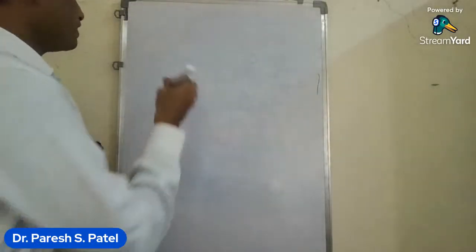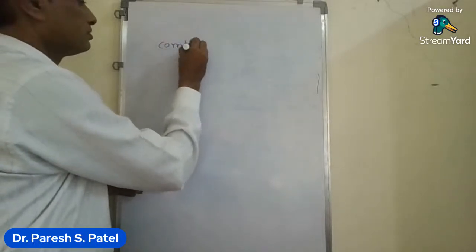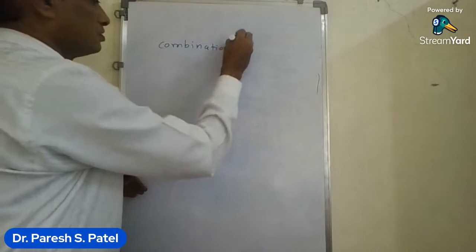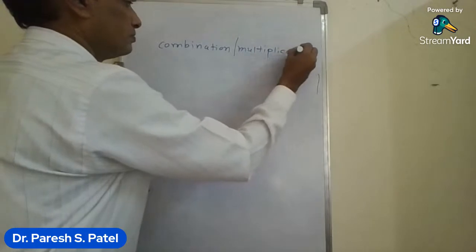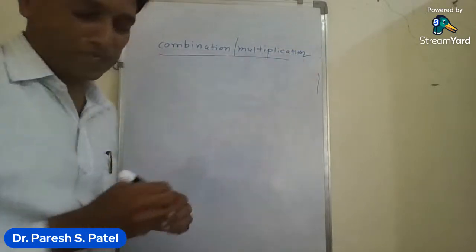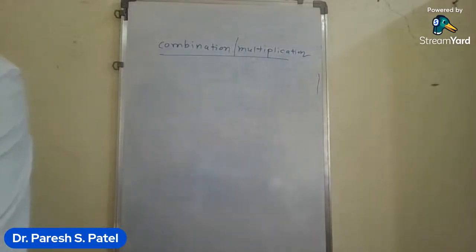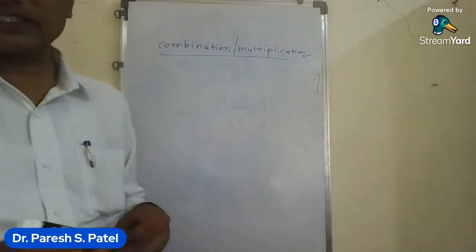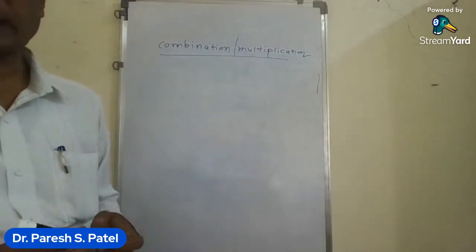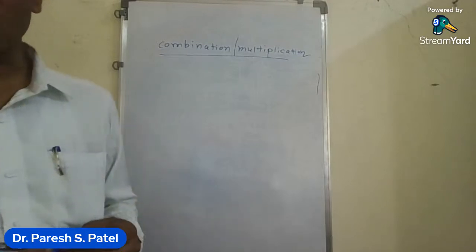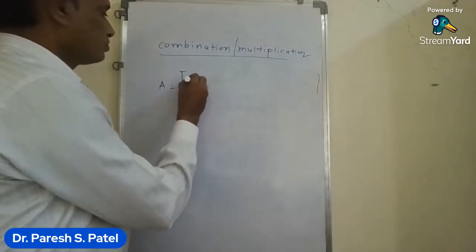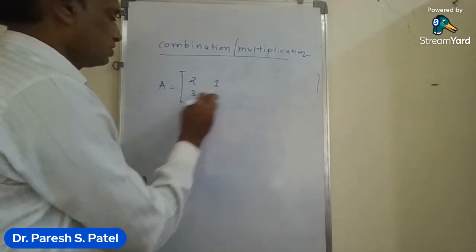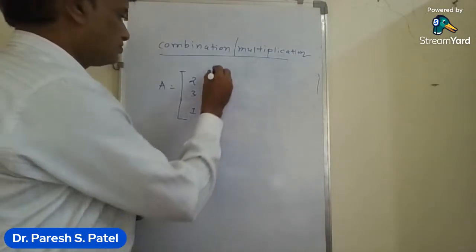Next one is combination or multiplication. Combination or multiplication of any two matrices is possible if the number of the rows of the first matrix is equal to the number of the columns of the second matrix, then and only then multiplication is possible. As for example, A is equal to 2, 1, 3, 2, 1, 0.